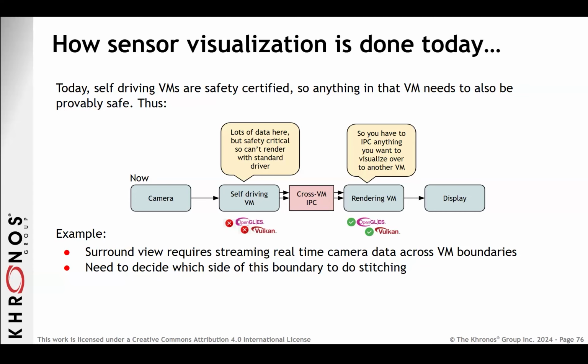This can be extremely inefficient due to the available bandwidth on the communication bus, which is small. So not all of the data that's available to the AI can be displayed. And if you think about the surround view, that requires streaming real-time high-definition sensor data from several cameras across VM boundaries, and then deciding which side of that boundary you stitch them together.